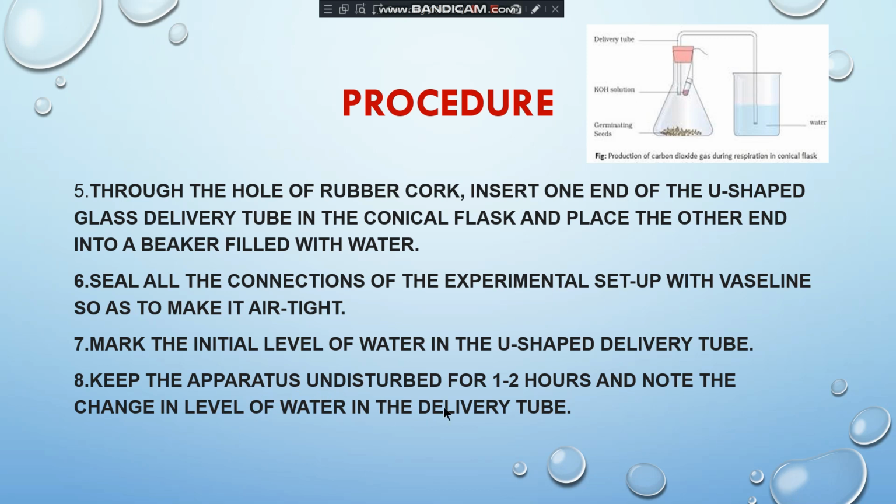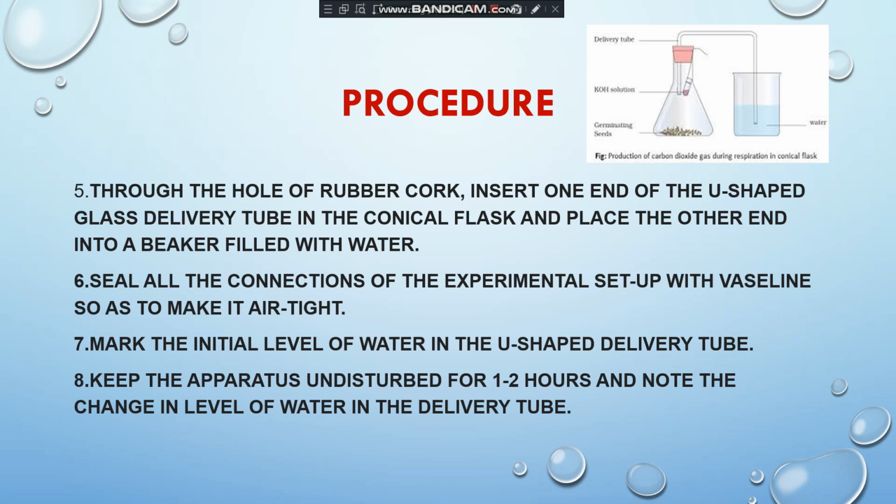So students, I think the procedure you understood. What is the procedure step? First you have to take the gram seed that should be germinated in the conical flask. Then you have to take a small tube containing the potassium hydroxide. You have to tie it with the string.